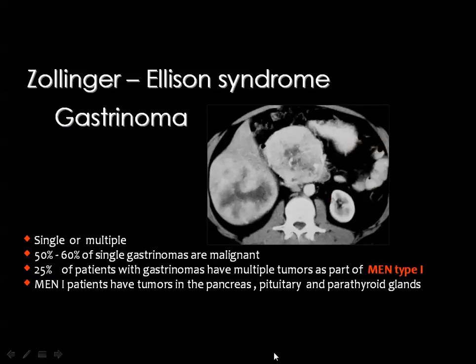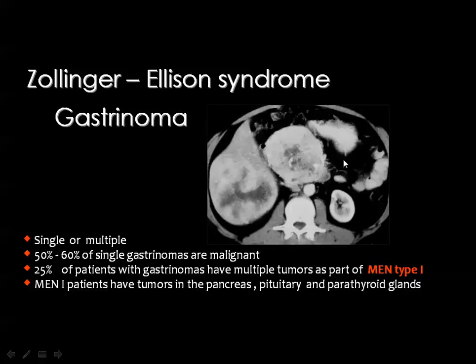Then gastrinoma is a non-beta cell islet tumor of the pancreas, and it may be single or multiple. And single gastrinomas are usually malignant in about 50 to 60% of cases, and 25% of patients have gastrinomas that are multiple, and this is considered a part of the multiple endocrine neoplasia syndrome type 1. And in this MEN syndrome, patients may have tumors also in the pituitary gland as well as in the parathyroids.